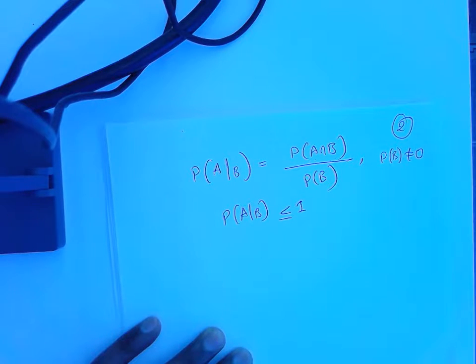Yes? How? Because there has to be some value for P of B. Okay, so P of B can be less than 1, right? And most often it will be strictly less than 1, right? So how are we guaranteeing that the fraction is less than 1?